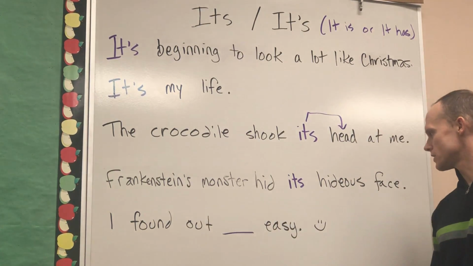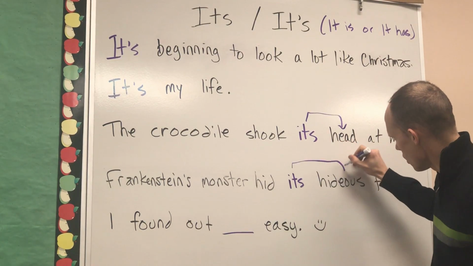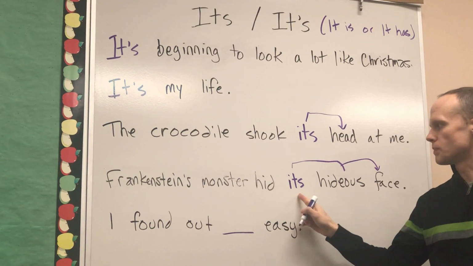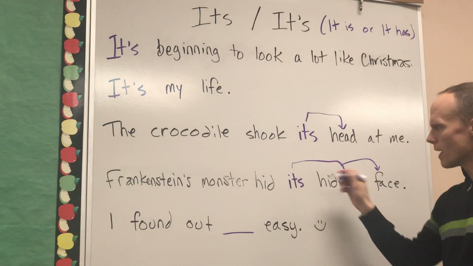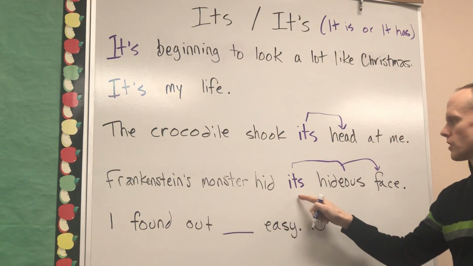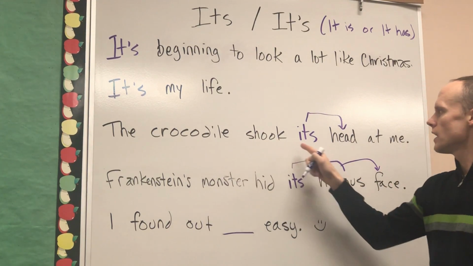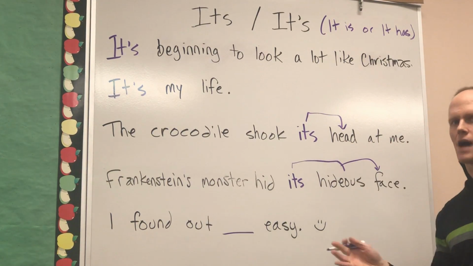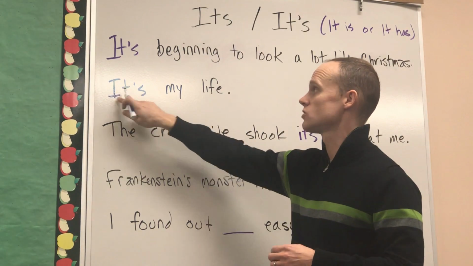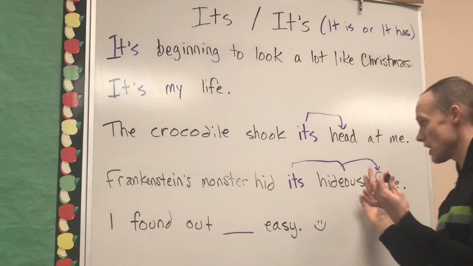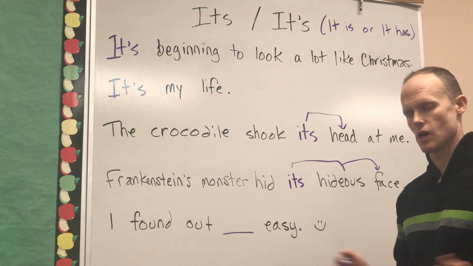Frankenstein's monster hid its hideous face. That's example number two. This right here is owning hideous face. It's the possessive. Okay? If I check myself and I wanted to say, well, maybe it's with the apostrophe, "Frankenstein's monster hid it is hideous face," that doesn't make sense. "The crocodile shook it is head at me." That does not make sense. That's how you check yourself. Just change the its to it is and see if it's going to make sense. And if it doesn't, then you just use its if we're using the possessive.